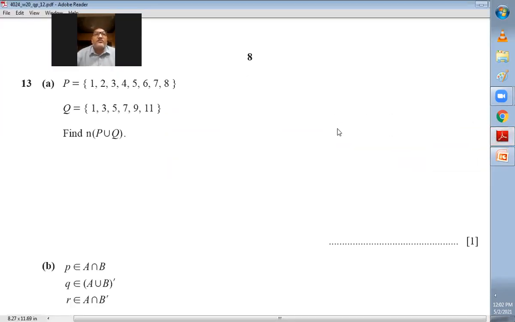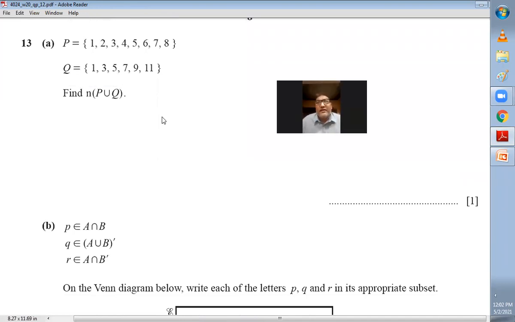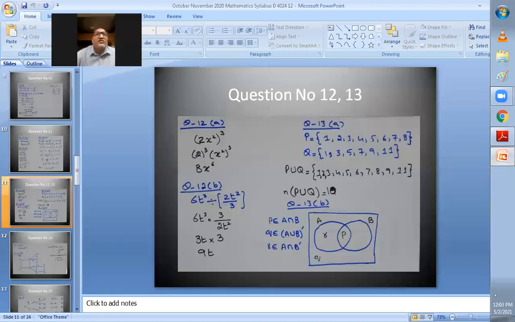The next question coming up on your screen is question number 13. In the A part, you see here, set P is given. Its members are 1, 2, 3, 4, 5, 6, 7, 8. And Q, its members are 1, 3, 5, 7, 9, and 11. He says find how many members are in the P union Q. P union Q means that you take P and Q, you write all of them in a set. And when you write all of them, the only thing to keep in mind is that we do not repeat any member. So let me show you how I've done this. And this is a very simple question.